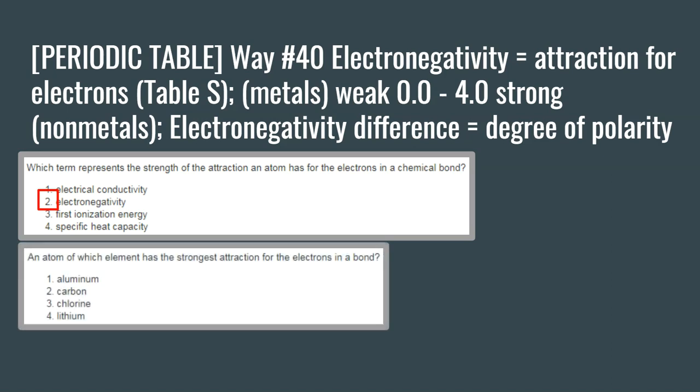An atom of which element has the strongest attraction for the electrons in a bond? If you look up the electronegativity values on all these answer choices in Table S, you'll find that chlorine has the highest electronegativity. As a result, it's going to have the strongest attraction for electrons in a bond. I'll also show you a trick that you can use relative to the location of an element on the periodic table in just a moment.